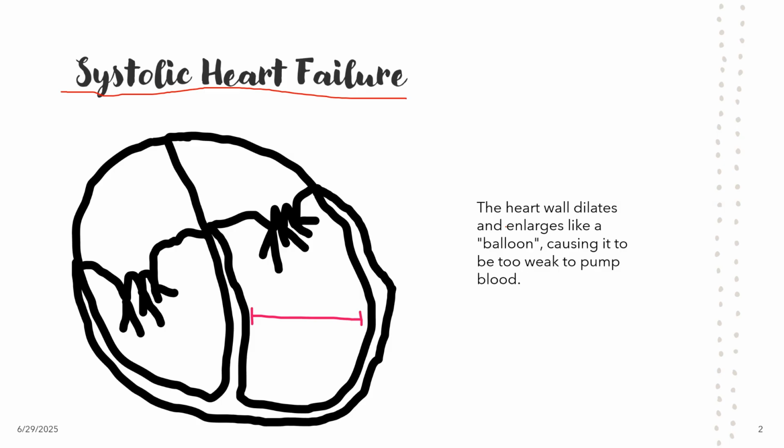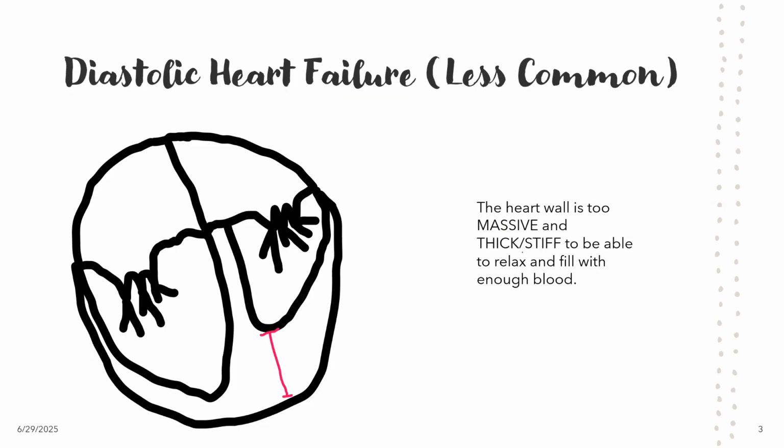Diastolic, on the other hand, is when the heart wall is too massive and thick and stiff to be able to relax and fill with enough blood. This can be known as hypertrophy, or thickening of the heart muscle. Sometimes it can be near the intraventricular septum right here, or it can just be near the apex of the heart. So anyway, there's thickening of the heart muscle.